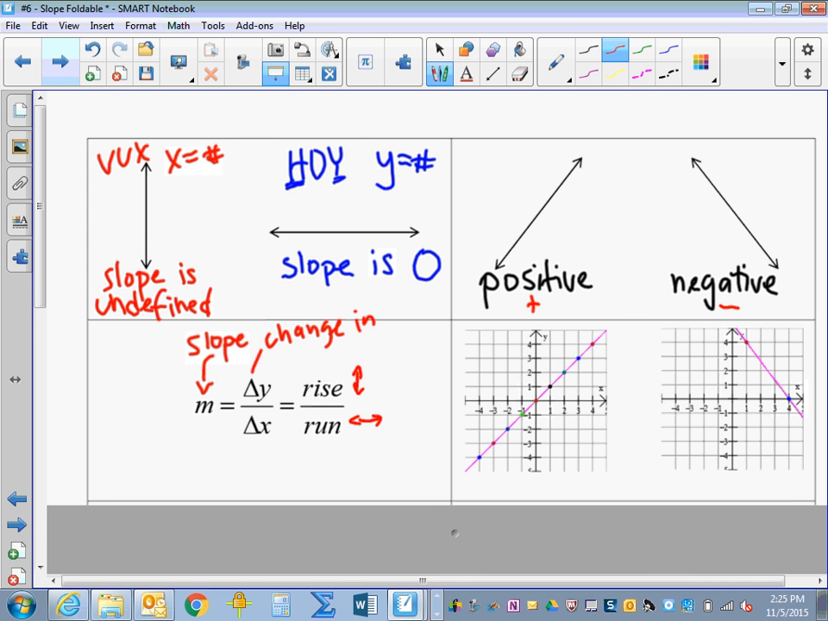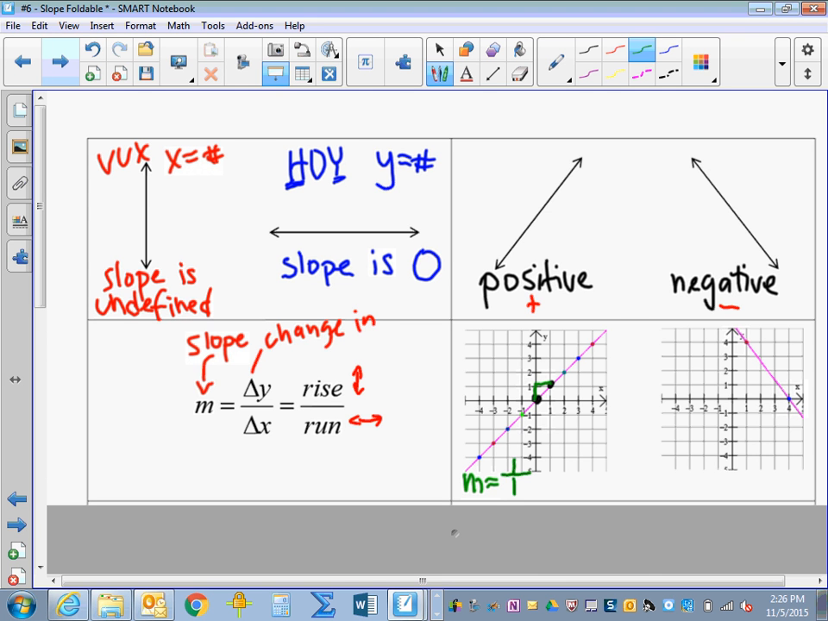All right, so taking a look at our graph here. When we're given a graph, all we have to do is locate two points on our graph and see how long it takes to get from one point to the next. So for this first graph here, here's my starting point. I go up one, over one to the right. So my slope for this is up one, my rise, run is one, and then to the right one.